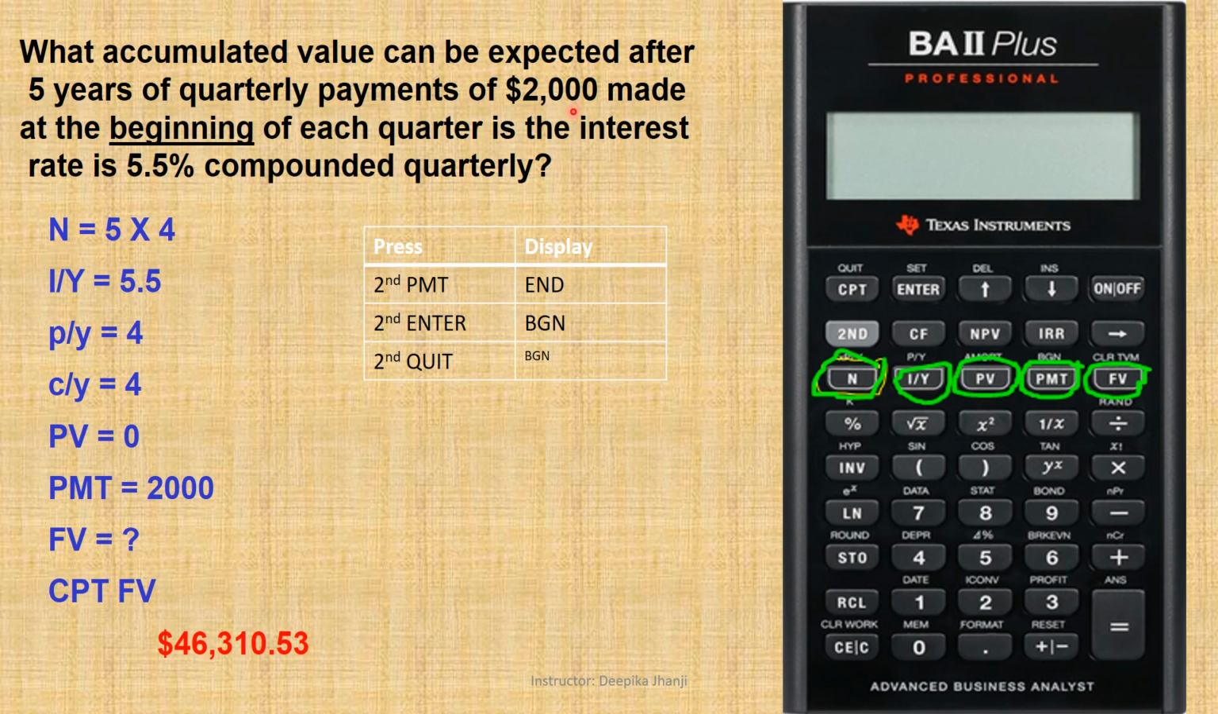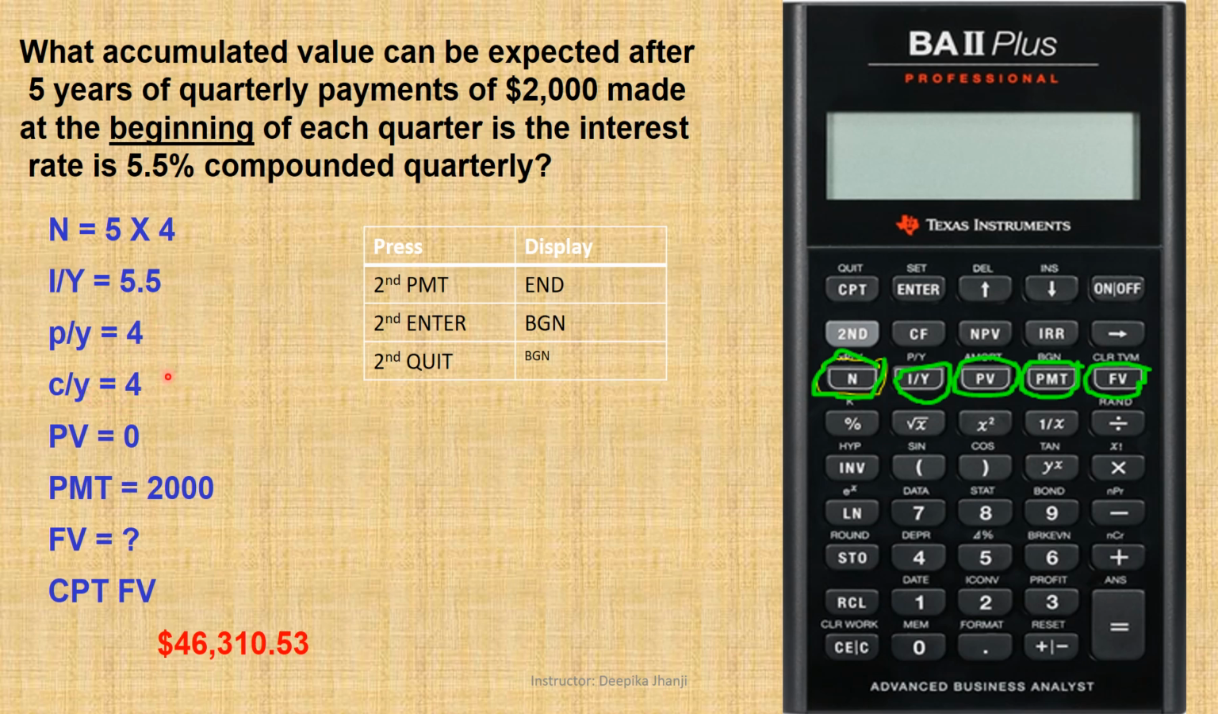Then 2000 is the payment size. So PMT is 2000. Then rate of interest is 5.5%. So we'll write down IY is 5.5. Now to set PY and CY, in this case, the payments are made quarterly and also the interest is compounded quarterly. So payment interval, which is 4, is equal to compounding interval, which is again 4. So it is a case of simple annuity. So PY is 4, CY is 4.